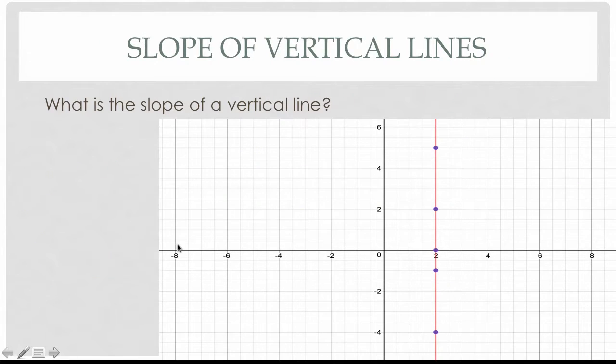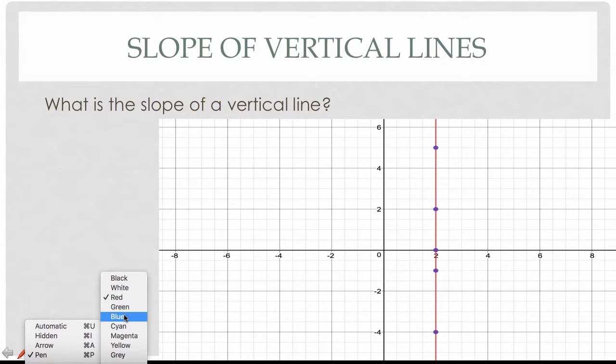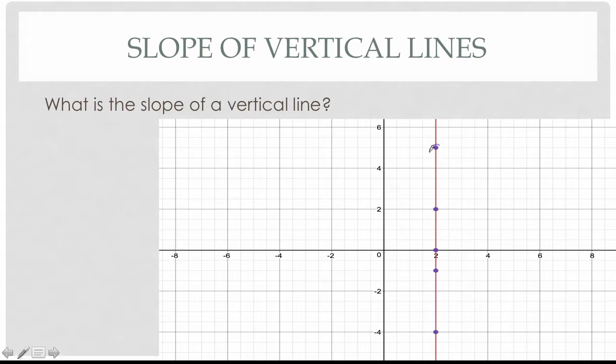Well, now let's look at vertical lines. What's going on here? Let's do the same thing. Let's pick a couple points and let's see what we get for vertical lines. So I'm going to pick this point and this point. This point right here has an x value of 2 and a y value of 5. This point has an x value of 2 and a y value of -1. And let's calculate the slope using my slope formula. So subtract my y values, 5 minus -1.